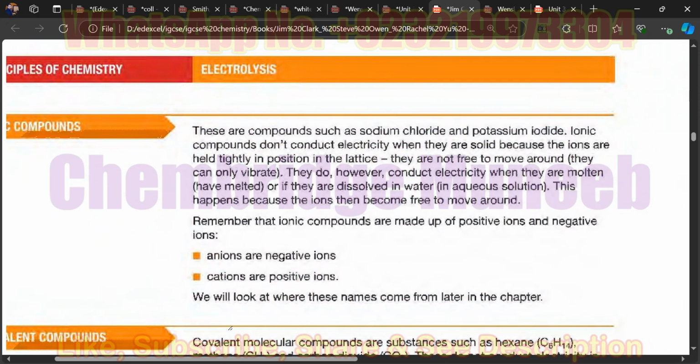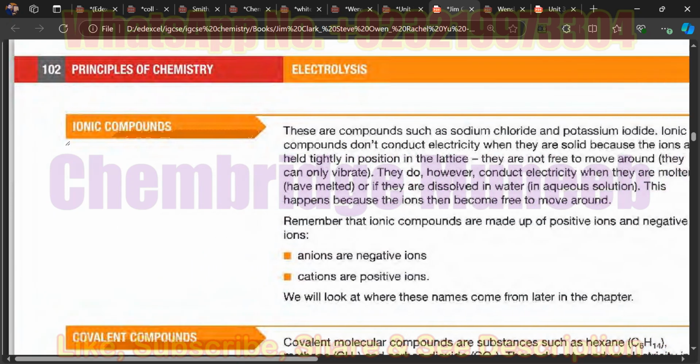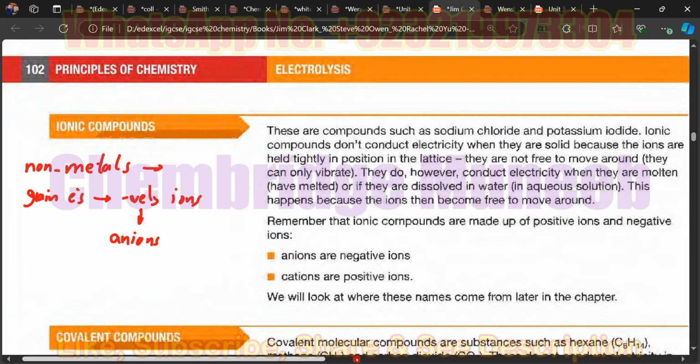And on the other hand, the non-metals are those elements which will gain electrons, and they will convert into negatively charged anions. They can gain electrons and convert into negatively charged ions. What are they called? Anions. So basically, this is the first thing which you have to remember.